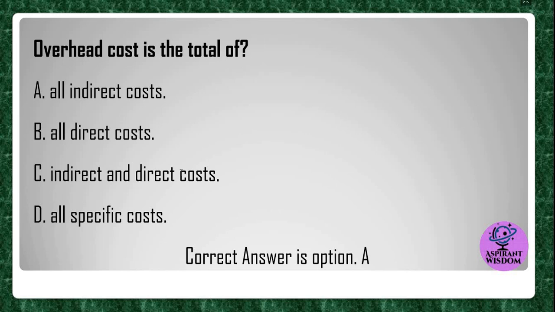Overhead cost is the total of A. All indirect costs. B. All direct costs. C. Indirect and direct costs. D. All specific costs. Correct answer is option A.